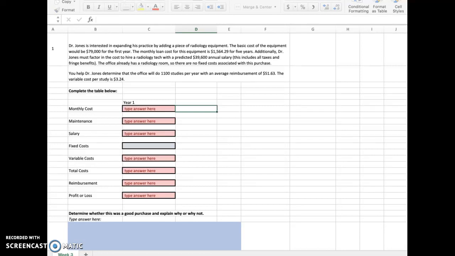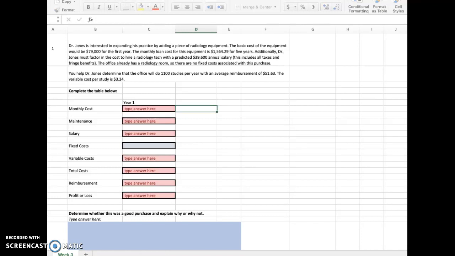I've been receiving some questions regarding the Week 3A assignment, and I thought I would go over some things that I think are hanging students up so that hopefully you'll have an easier time getting through this assignment. So if you read through the scenario, it says Dr. Jones is interested in expanding his practice by adding a piece of radiology equipment. The basic cost of the equipment would be $79,000 for the first year.